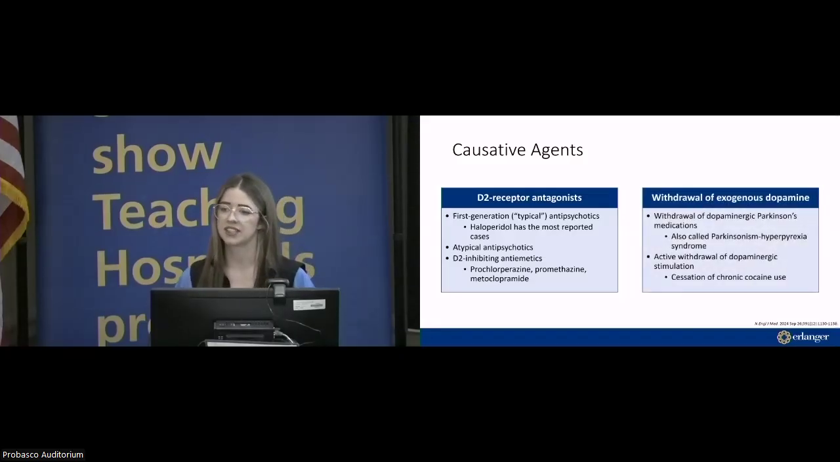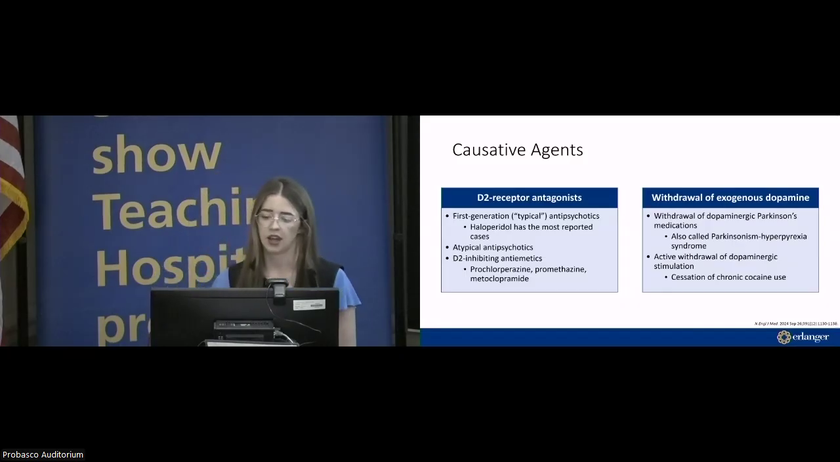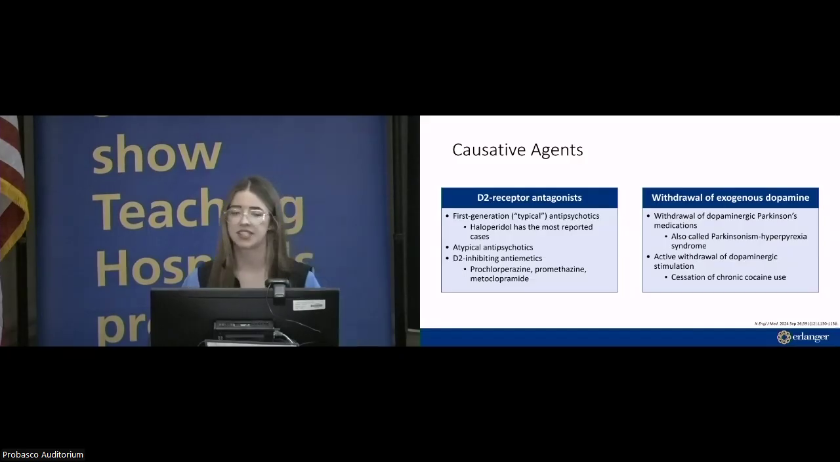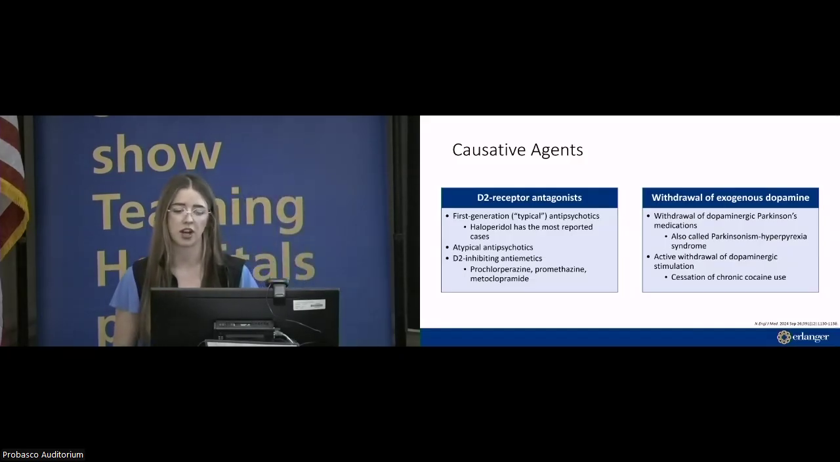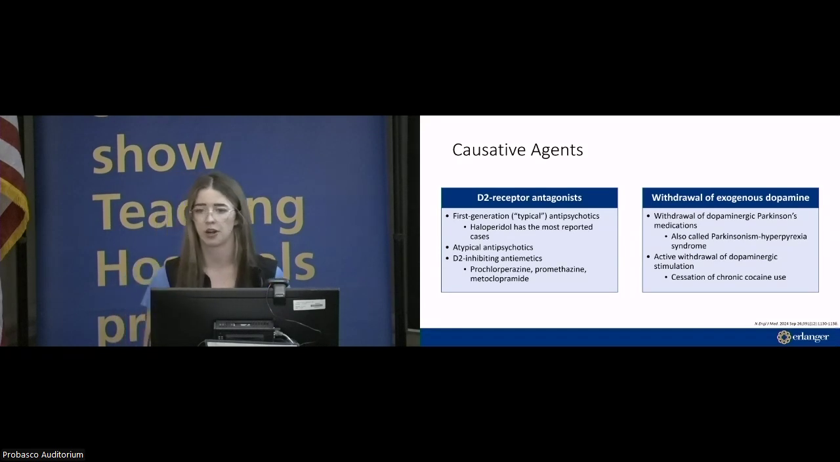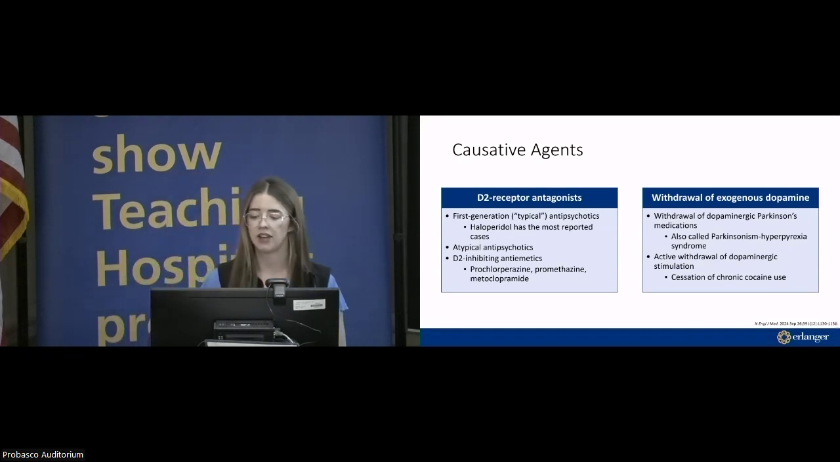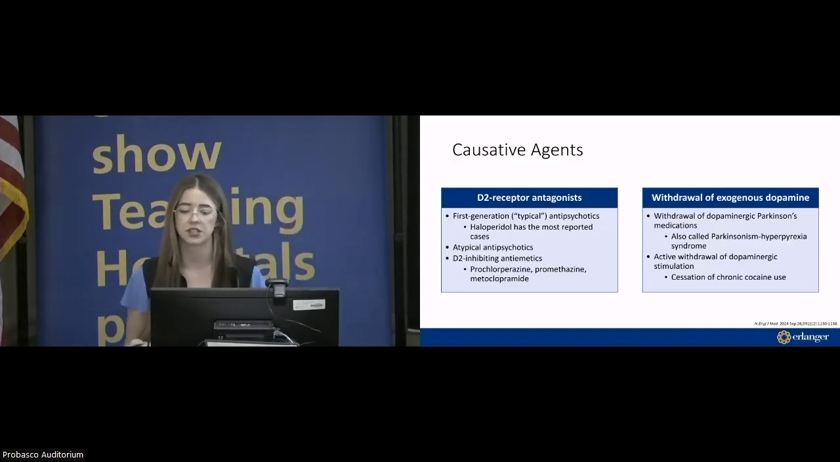Withdrawal of exogenous dopamine can also be a precipitating factor of NMS. Abrupt discontinuation of dopaminergic Parkinsonian medications can lead to a similar picture, sometimes referred to as Parkinsonism hyperpyrexia syndrome. Active withdrawal of dopaminergic stimulation, such as cessation of chronic cocaine use, has also been described as a trigger in NMS.